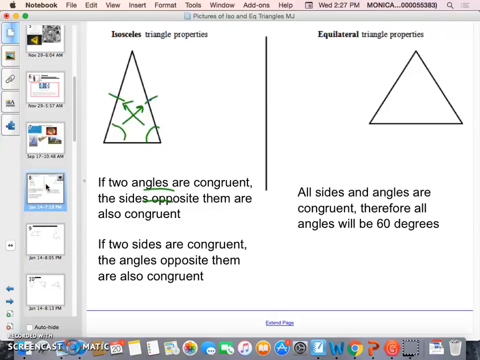Now, did anybody figure out in an equilateral triangle what all the angles measure up to? Well, they're all going to be 60 degrees, and they're all going to measure up to 180.